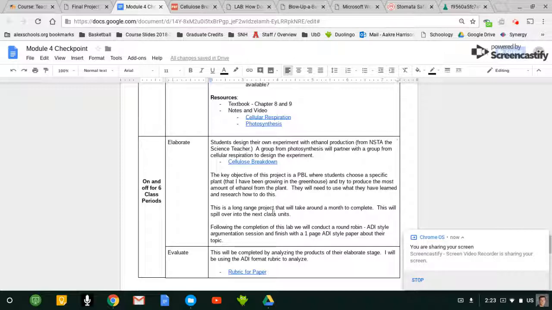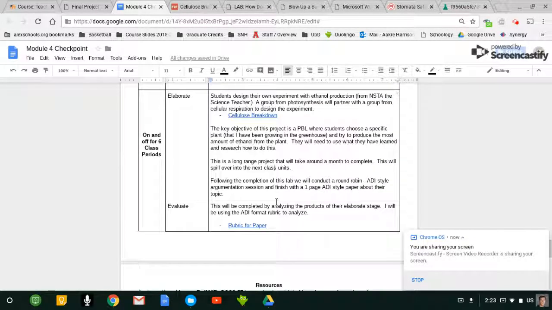And from there, they're going to test it. We're going to see which ones actually do produce the best biofuel. And they're going to do an argumentation session. So they're going to do the ADI format where they do round robin. They're going to produce an argument. They're going to produce a paper.